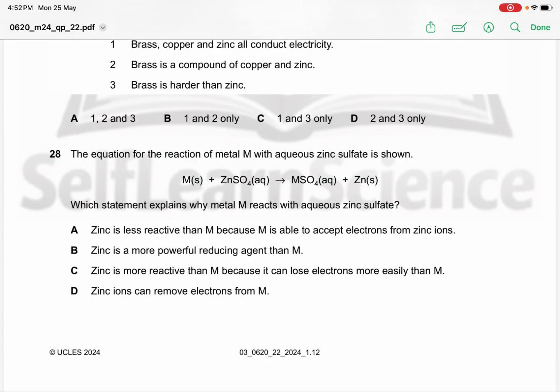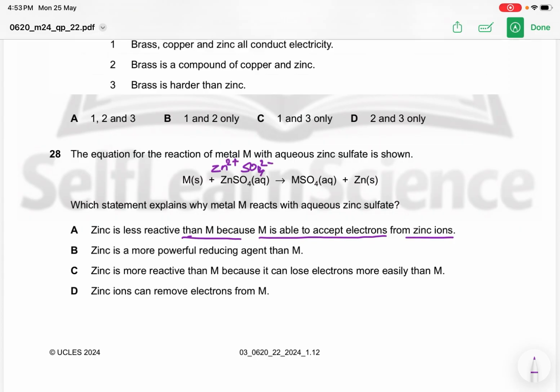Next, 28. The equation for the reaction of metal M with aqueous zinc sulfate is shown. M reacts with zinc sulfate to form MSO4 plus zinc. Which statement explains why metal M reacts with aqueous zinc sulfate? Now here the first statement says that zinc is less reactive than M because M is able to accept electrons from zinc ions. So if we consider here, if we dissociate it, it is Zn2+ and SO4 2-.